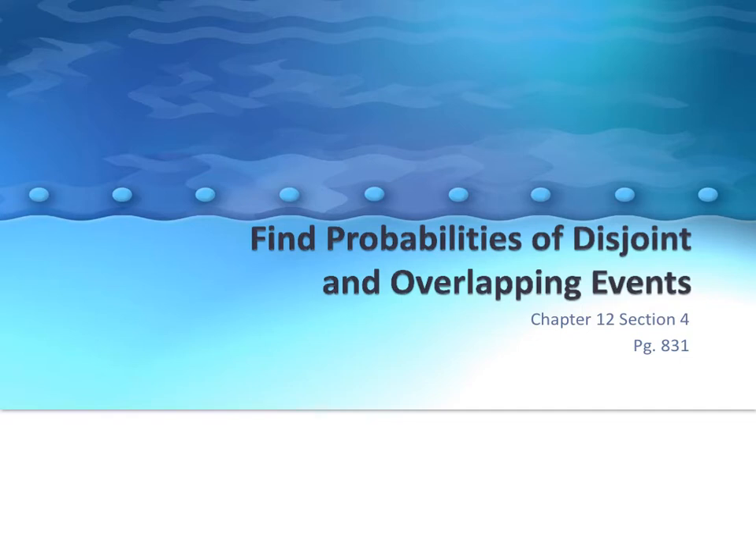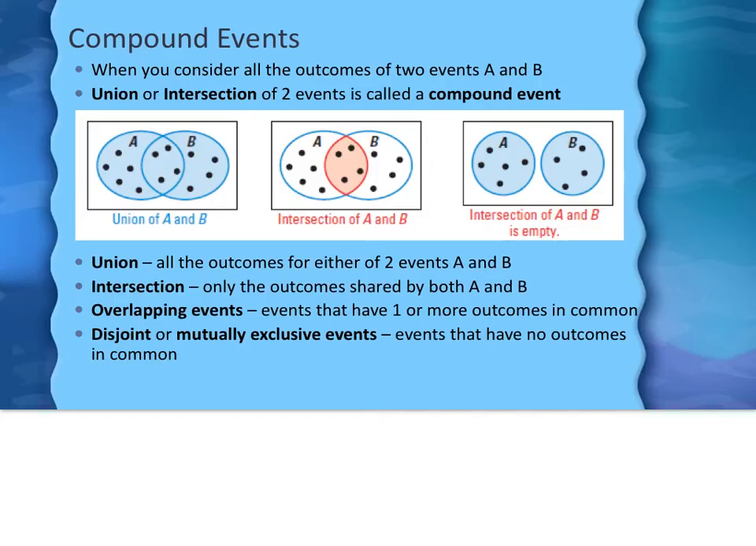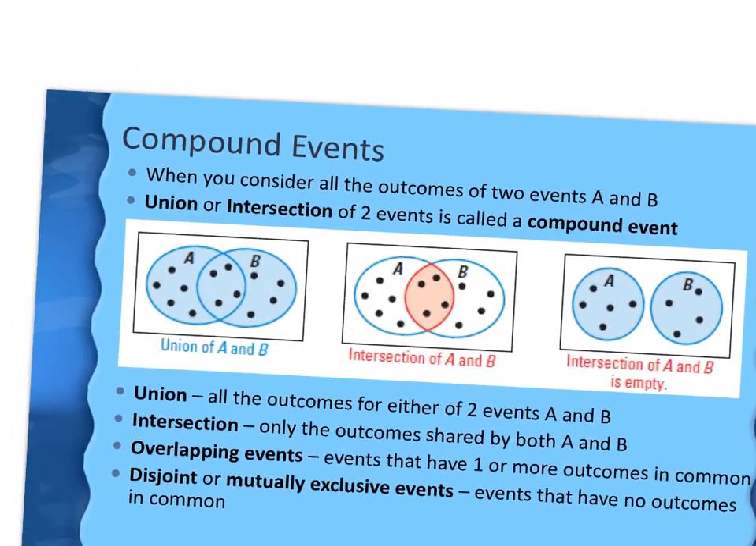12.4 continues with probability. Now we're talking about the probability of disjoint and overlapping events. So events that have an impact on each other or don't, or two events that can both occur at the same time, or separate events, is kind of the idea behind disjoint and overlapping. These are just a little bit of visual representations of what it can look like if your events can overlap. So this is compound events, okay?